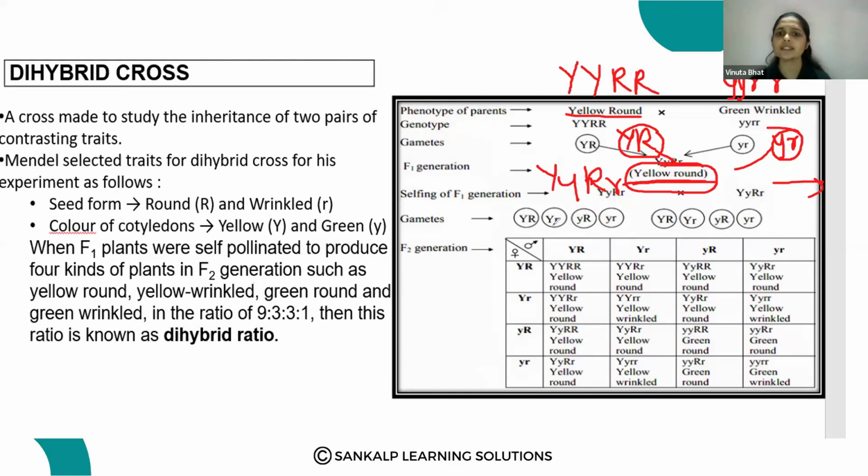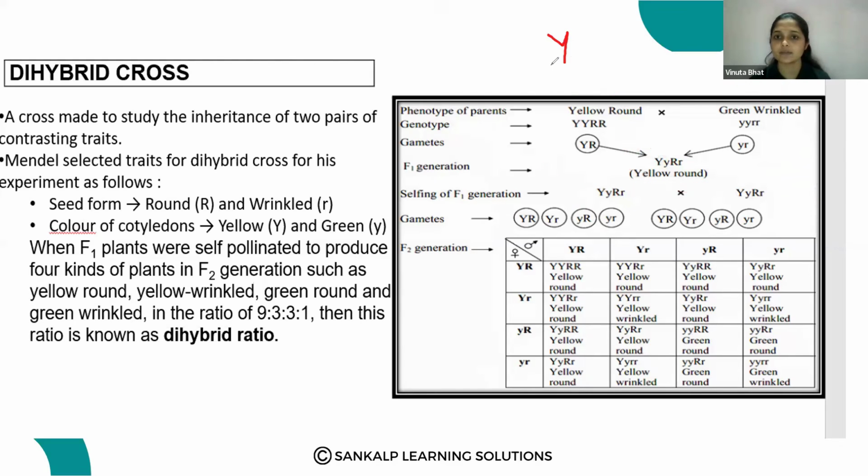When these F1 plants are self-pollinated, self-pollinated means you should cross capital Y small y, capital R small r with itself, right? Self-pollination. So here capital Y small y, capital R small r, these are the F1 plants. When the F1 plants self-pollinate and produce the gametes, the F2 plants are generated.